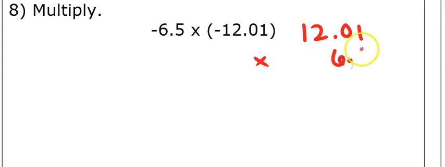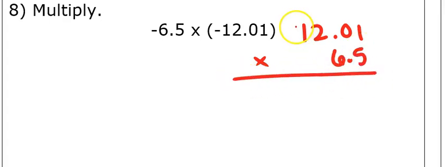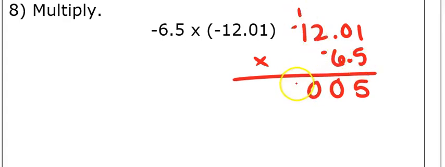So you're going to set it up stacked. So 12.01 times 6.5. Okay, and those are both negative. And then you're just going to multiply through. 5 times 1 is 5. 0, that's 10. Carry the 1. 5 times 1 is 5. Plus 1 is 6. I'm going to cross that out so I already know that I've used it.